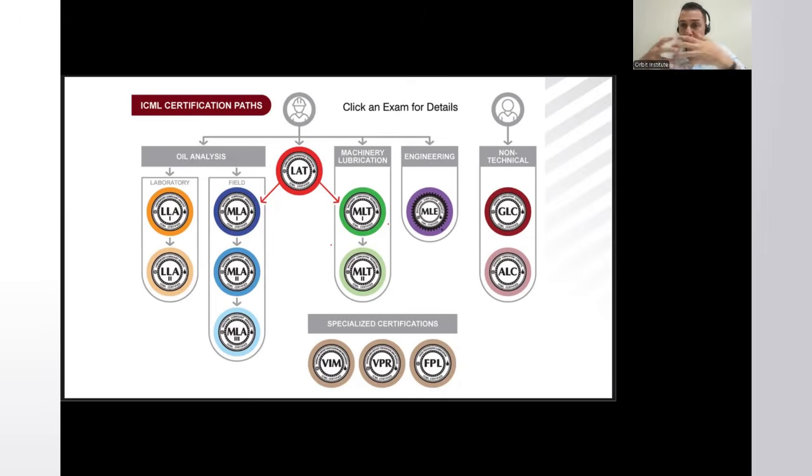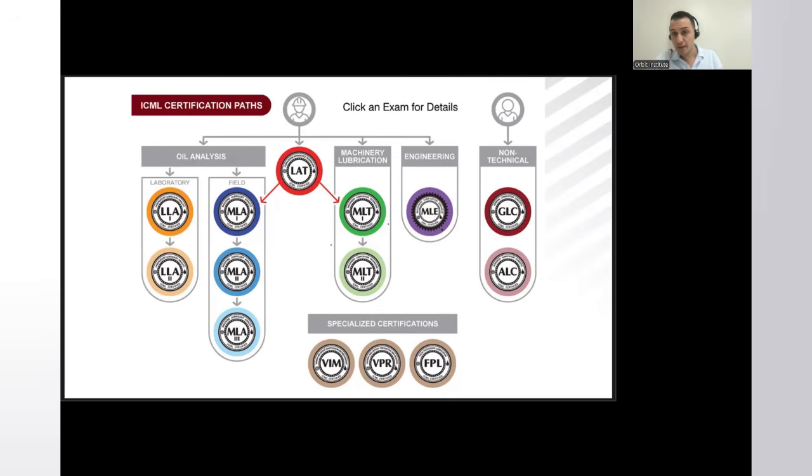So this certification, the Machinery Lubrication Engineer, is connecting oil analysis with maintenance and reliability together. It brings both to the table so you can understand how to manage and engineer the machinery lubrication program and how to track it. It's suitable for reliability engineers, maintenance engineers, asset management professionals, lubrication program managers, and so on.